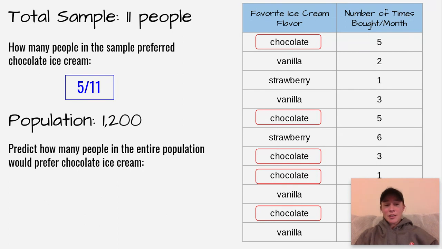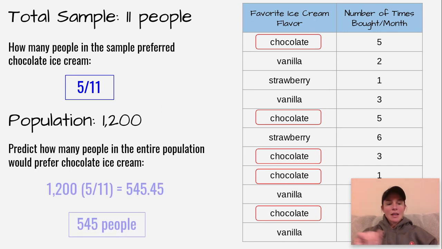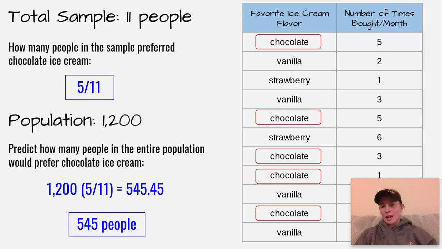Now let's say there's 1,200 people. So let's say we're talking about Scioto, a population of 1,200 people. If I wanted to know how many people in that entire population would prefer chocolate ice cream, I would take my sample proportion, which would be 5 out of 11, and I would multiply that by 1,200, giving me about 545.45, which we would round to the nearest person, saying about 545 people in my entire population would prefer chocolate ice cream, assuming that my sample is a representative sample of my population. This is categorical data because we're looking at type of ice cream.